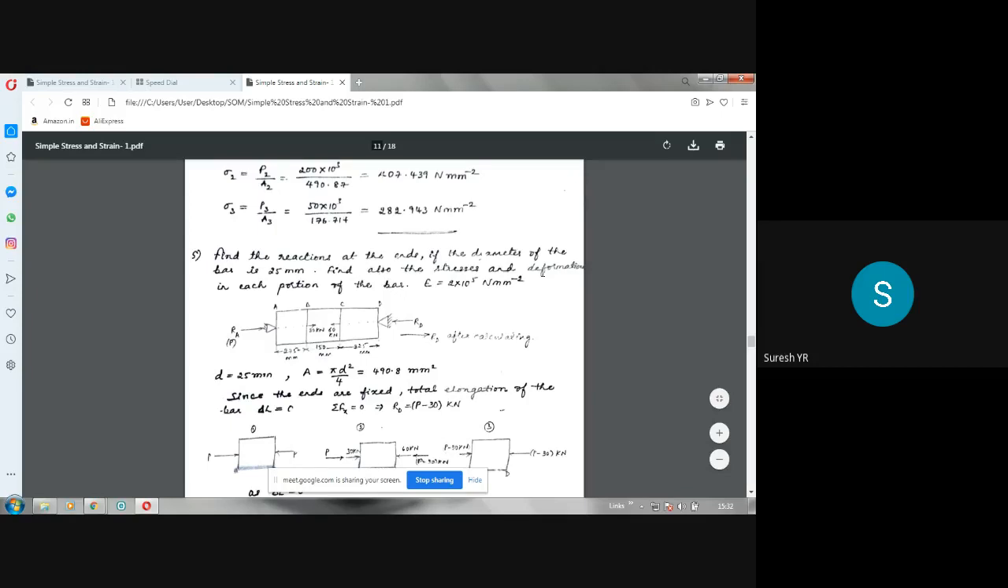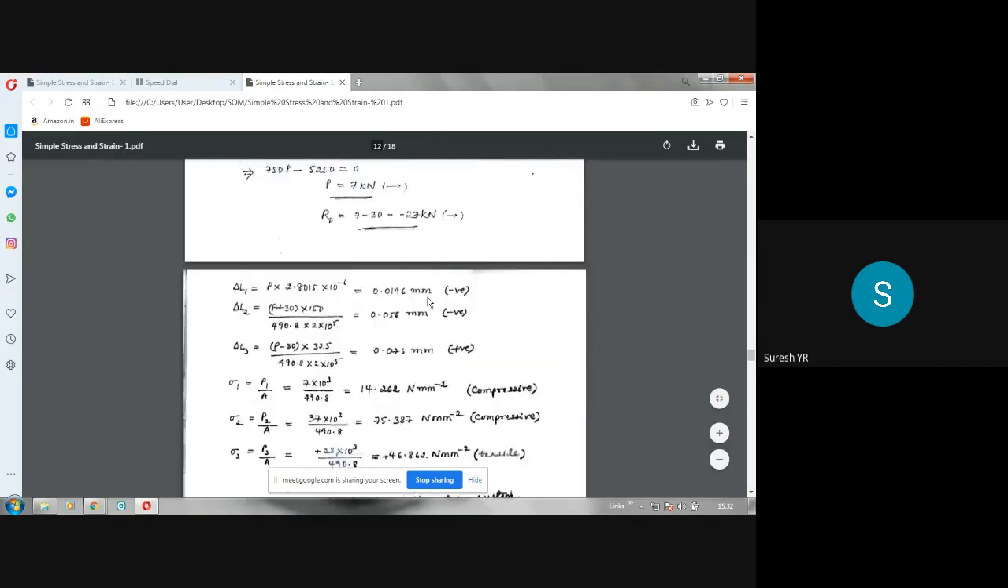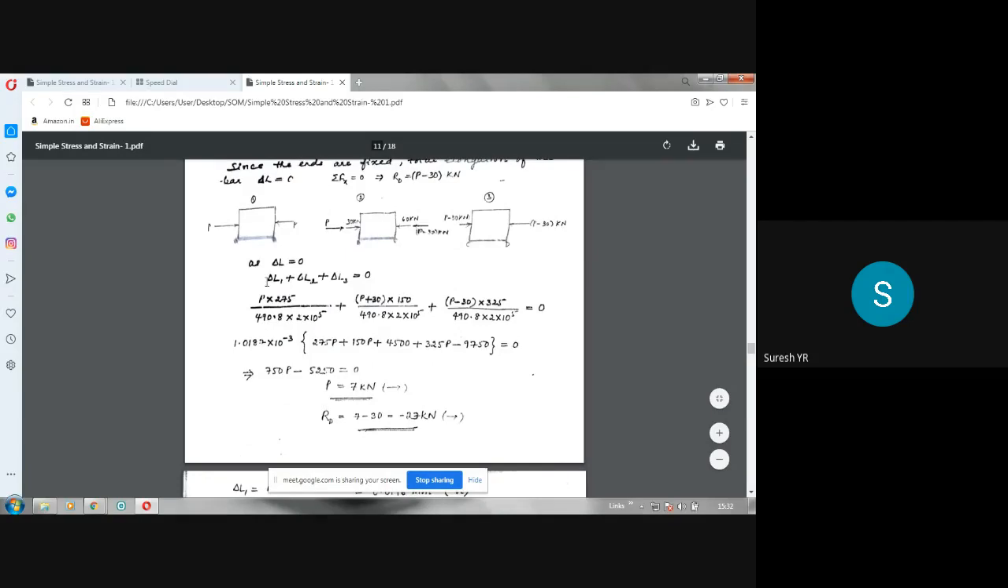Next, find the stresses and deformations in each portion of the bar. Deformations are given by delta L1, delta L2, delta L3. After finding deformations, you can find out the stresses, or first you can find out the stress, then find the deformation. Anything is okay, they are independent. So delta L1 is the deformation in the first bar. The formula is PL by AE. So this is actually delta L1.